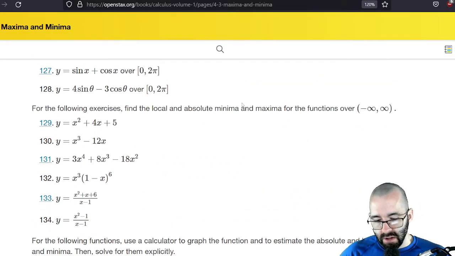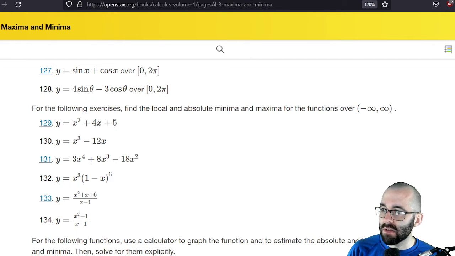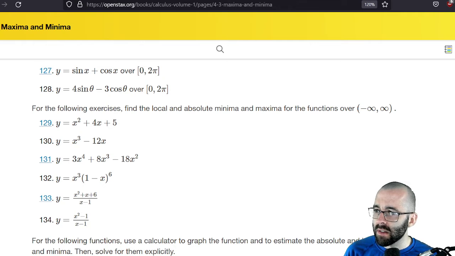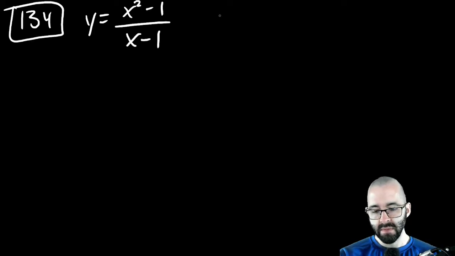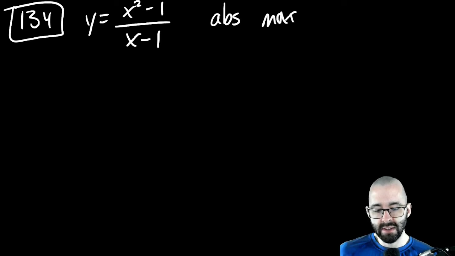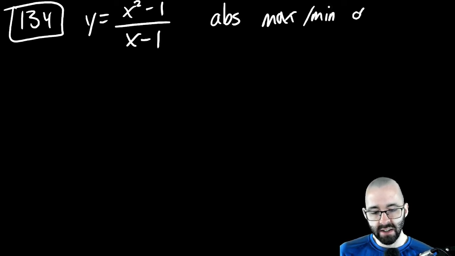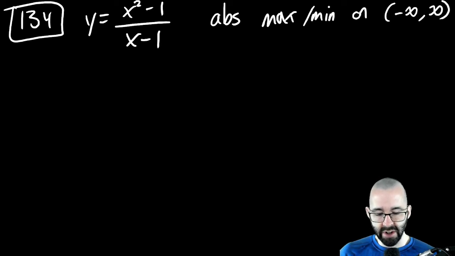134, find the local and absolute maxima and minima over the interval. And I'm pretty sure for this chunk, I only asked you to find absolute extrema. Yes, I only wanted you to find the absolute extrema here on the interval from negative infinity to positive infinity. x squared minus 1 over x minus 1. Looking for the absolute max and the absolute minimum, if they exist, on negative infinity to positive infinity.